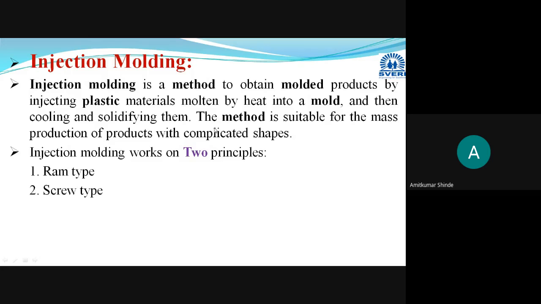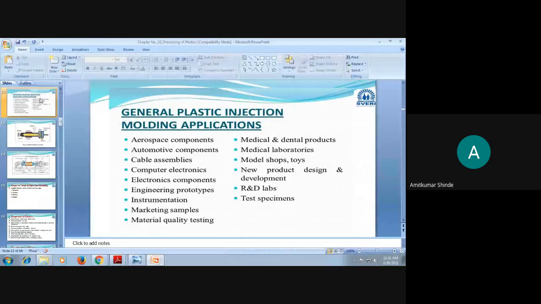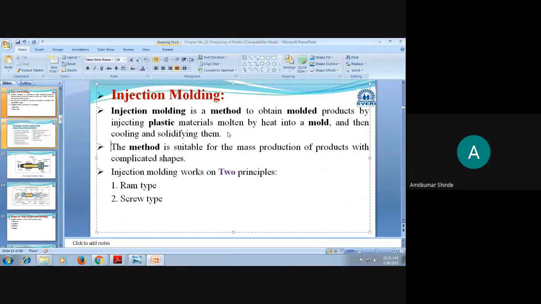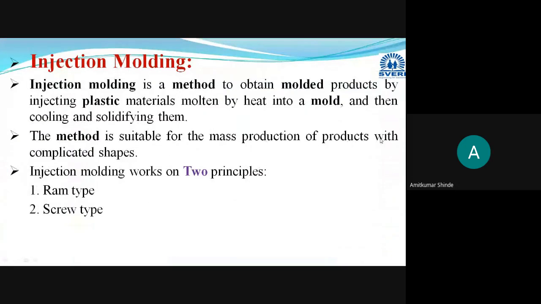Now, this injection molding is suitable for mass production. I will make it a separate point here. This method is suitable for the mass production of product components having complicated shapes. Now this injection method is classified into two types: ram type and screw type.